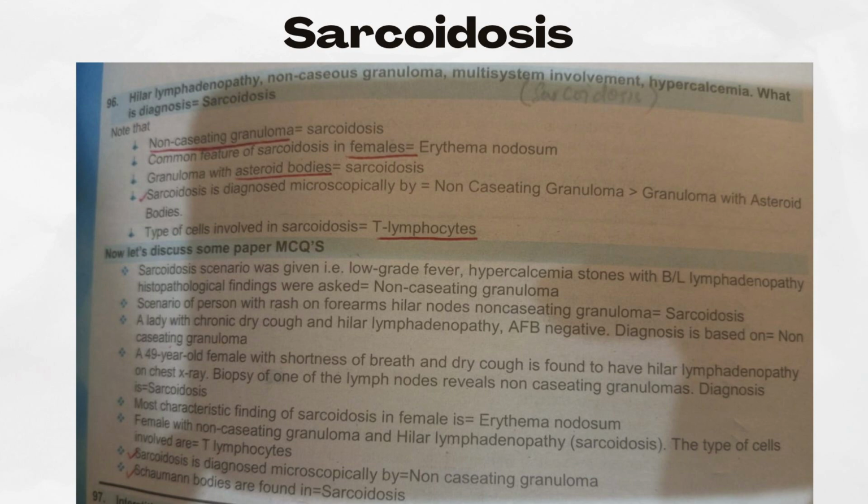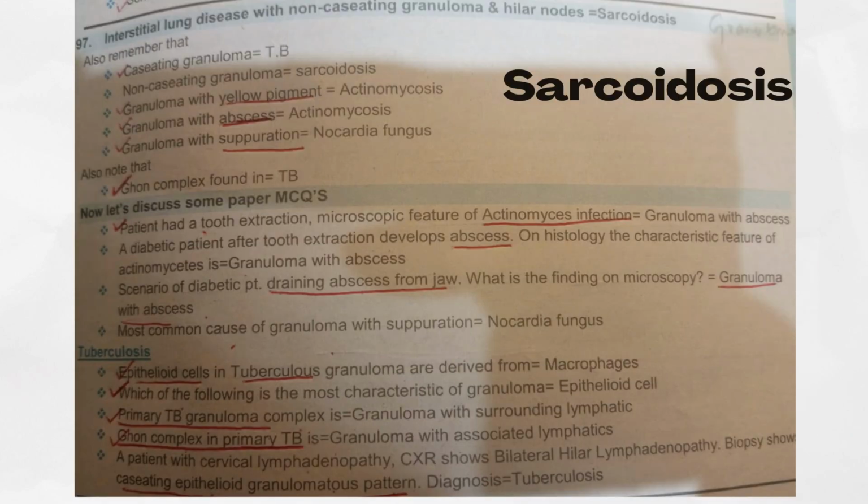Moreover, hilar lymphadenopathy, multi-system involvement, and hypercalcemia with non-caseating granuloma are the characteristics of sarcoidosis. Schaumann bodies are also found in sarcoidosis. Now, point number 97, which is also related to granuloma. The caseating granuloma is found in TB, and non-caseating granuloma is found in sarcoidosis.